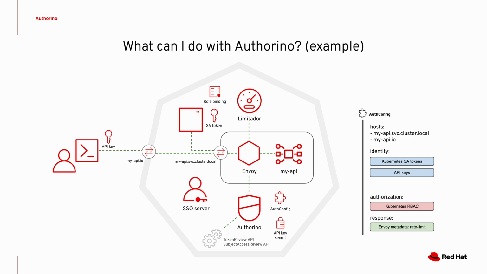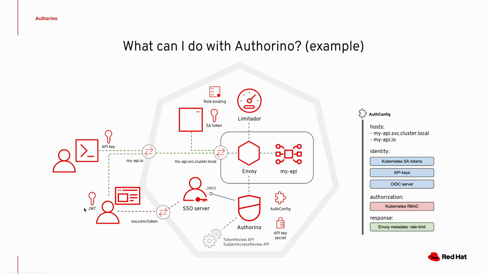Finally, let's add the enterprise SSO server to this architecture. This SSO server being an OpenID Connect authentication server, we can just point Authorino to the issuer endpoint of the server, and Authorino will fetch the keys to validate JSON Web Tokens, JWTs, issued and signed by the server. So users and clients that can authenticate to the SSO server can also send requests to the API, and Authorino will verify the JWTs.